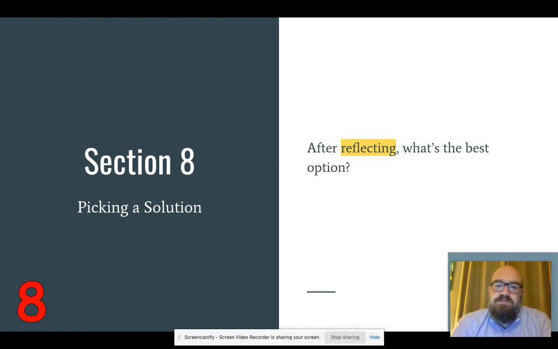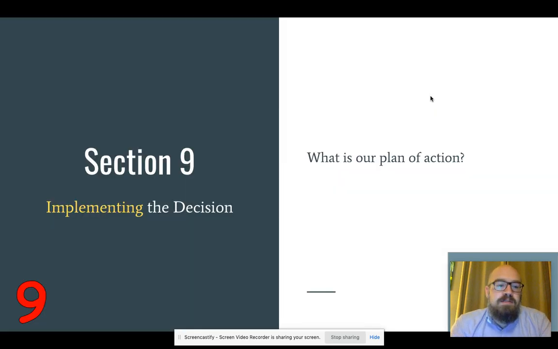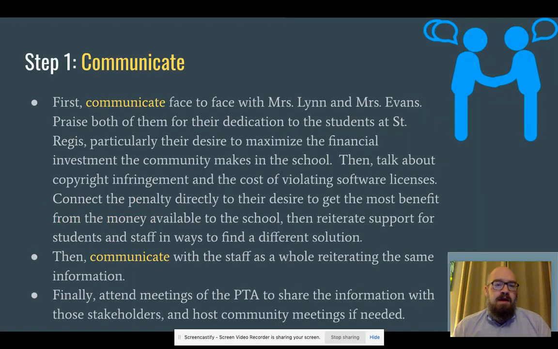So, after reflecting and picking a solution, probably will not be a lot of a surprise that our plan of action will be built around the steps in option 4. So then we look at implementing our decision and deciding what is our plan of action. The first step is to communicate.